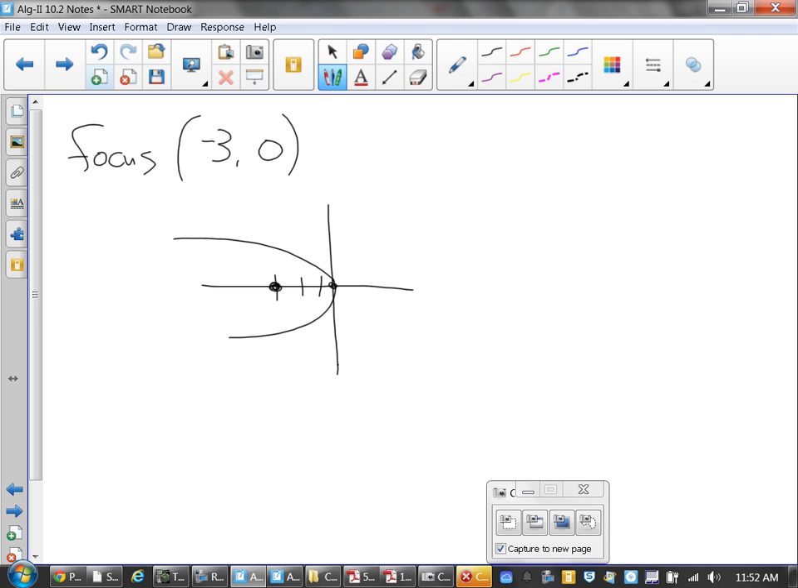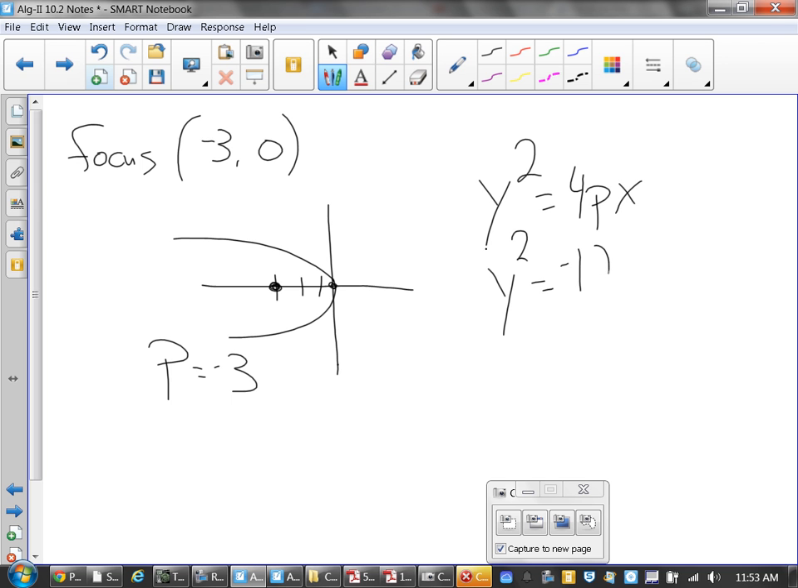If that's my focus, what's my value of p? Is it 3 or negative 3? It's negative 3. Okay. It's negative. And now, since it's opening to the left, is this an x squared or a y squared parabola? It's y squared. X squared are up and down, y squared are left and right. And you're done. You're able to set these things up given specific values.